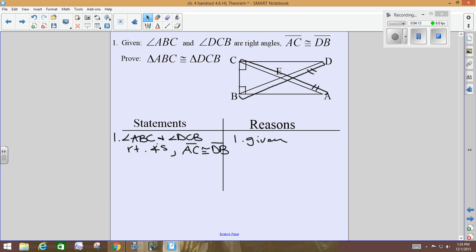What do you think? HL? Why would you say that? Because you're learning about it? 2 of the 3 things are already figured out? Like what? 2? Okay, and what's the third thing? Good. One of the legs of the one triangle has to be congruent to the corresponding leg of the other triangle. So basically, you're trying to tell me I'm trying to find 2 more sides that are congruent.